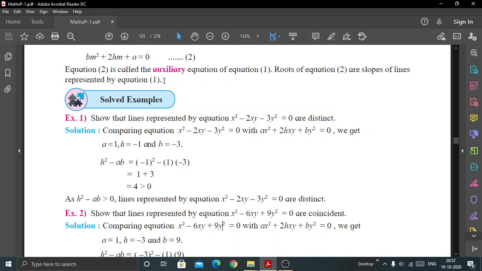Thank you very much. This theorem is very important. It will come for board exam for 4 marks. So read it very well. Thank you very much.